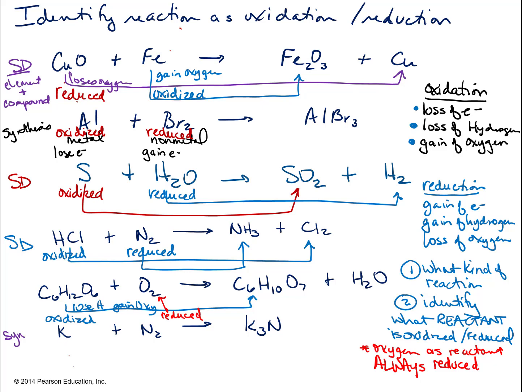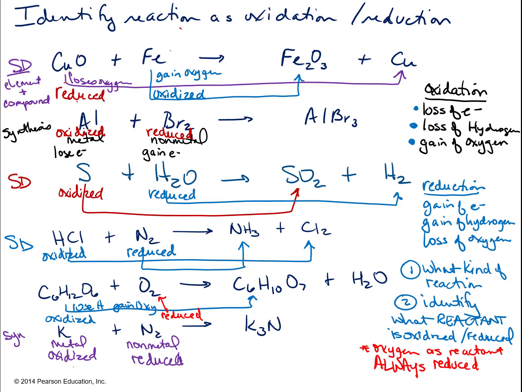K is a metal. So it's potassium. Potassium's a metal. That means I know it gets oxidized because it loses its electrons. Whereas nitrogen is a non-metal. Non-metals are going to gain electrons, and so they get reduced.